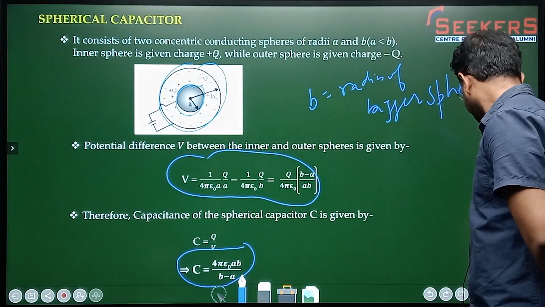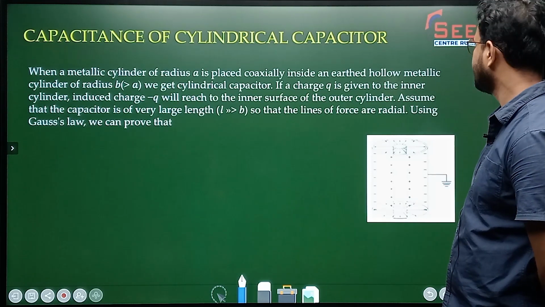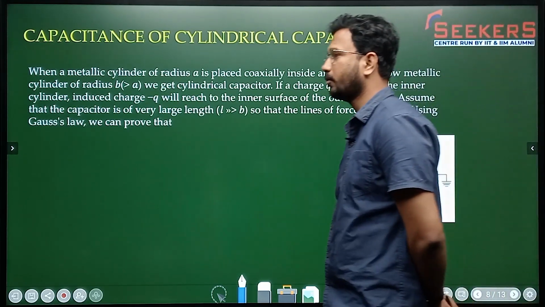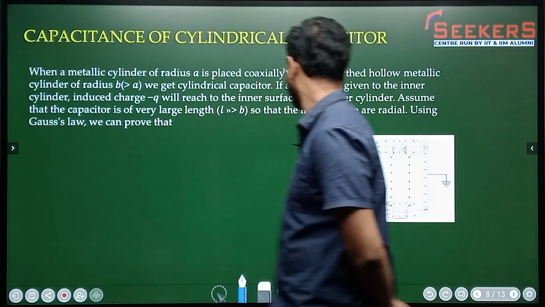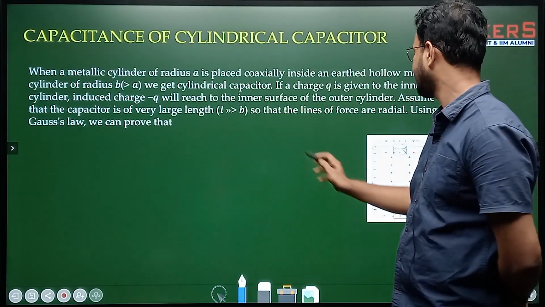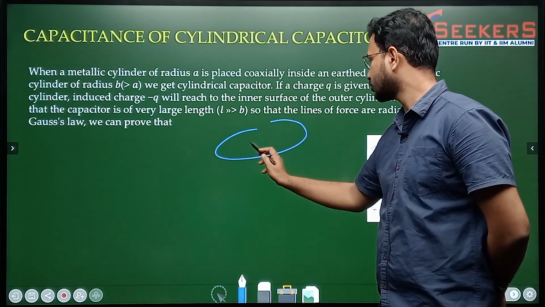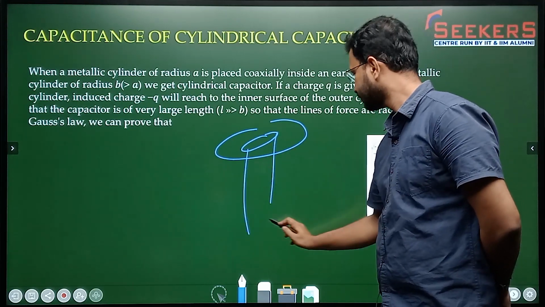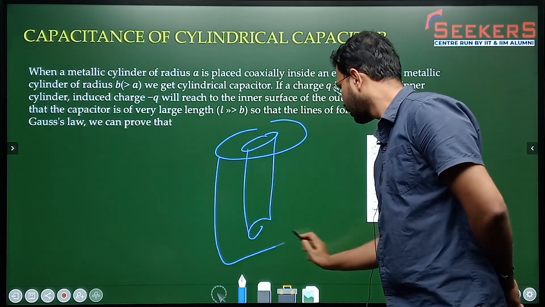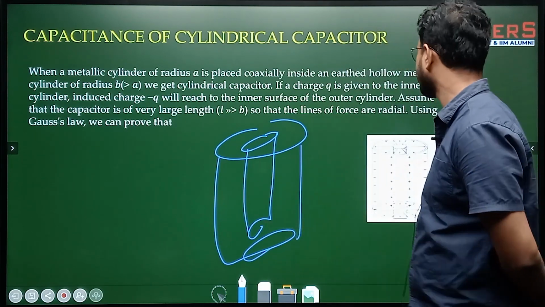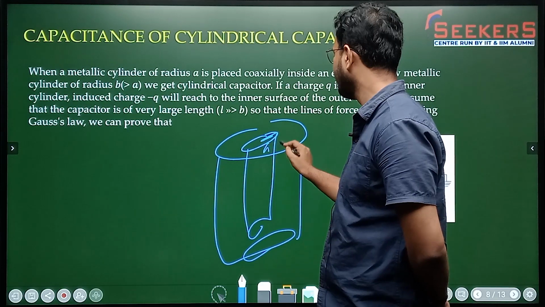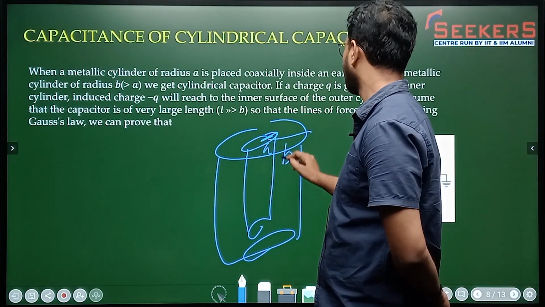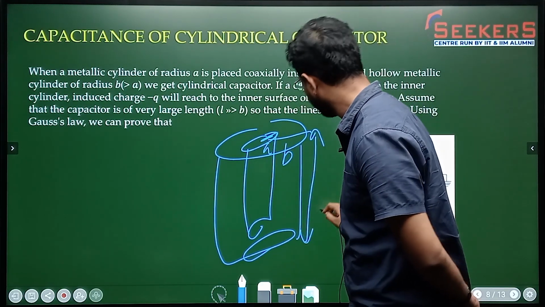Moving forward, capacitance of a cylindrical capacitor. It means we have two cylinders placed coaxially, as you can see here. What will be the total capacitance? Again, it will have two radii. The smaller radius is, suppose, A, the bigger radius is, suppose, B, and the length of the cylinder is, suppose, L.